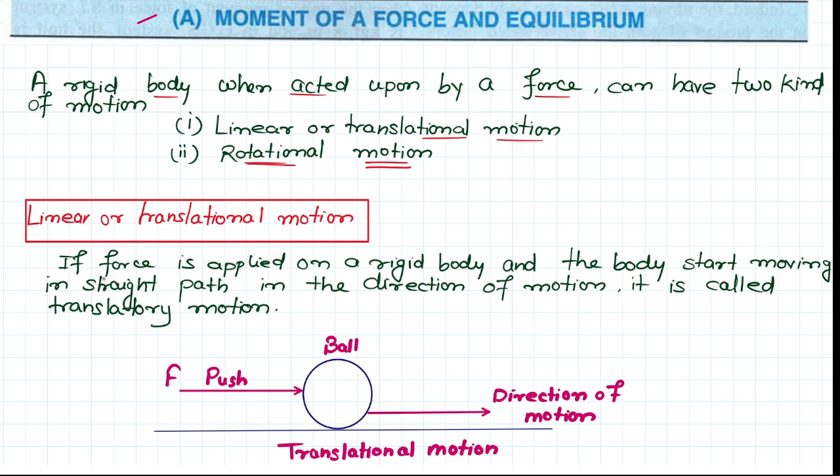Here I can say: if force is applied on a rigid body and the body starts moving in a straight path in the direction of motion. Here I can say this is the ball. If you kick this ball, or push this ball, you apply force here. This is the direction of force, and this will be the direction of motion. The direction of motion will be in the same path, that is, in a straight line only. So it is called translational motion.